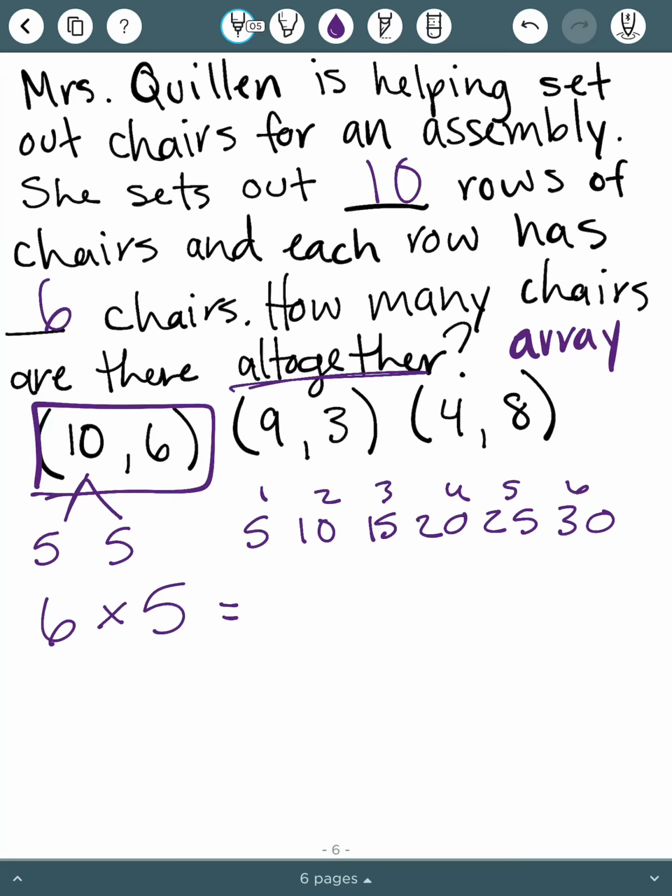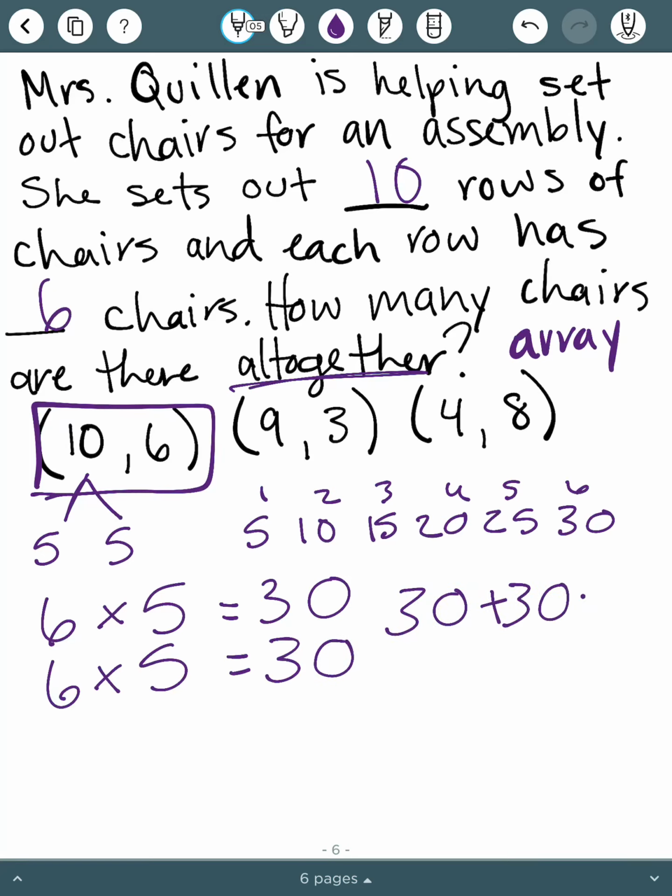So we know we have 6 groups. That could equal 30. And then they could do the same thing. 6 groups of 5 equals 30. And then 30 plus 30 equals 60. I know that kind of sounds like a silly example because 10 times 6 they're probably going to know right off the top of their head. But if they don't, this could be a good strategy to use.